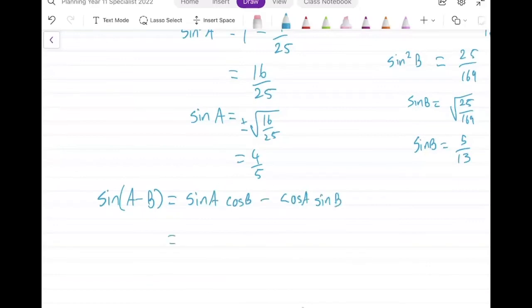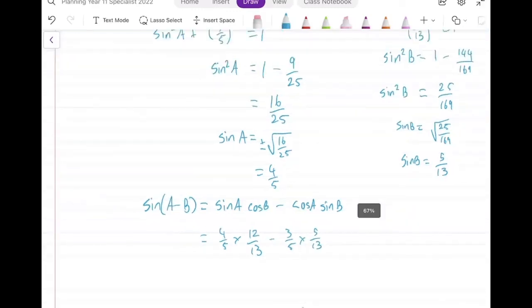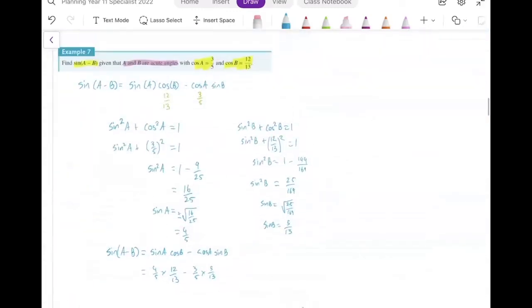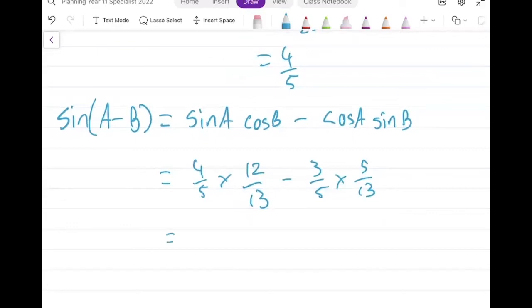Sine A minus B is going to be equal to 4/5 times 12/13 minus 3/5 times 5/13. Let me just make sure my numbers are correct. Perfect. So now 5 times 13 is 65, and then 4 times 12 is going to be 48. So it's going to be 48 over 65 minus 15 over 65, which is going to equal 33 over 65.